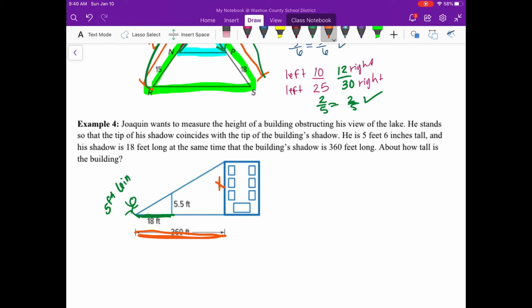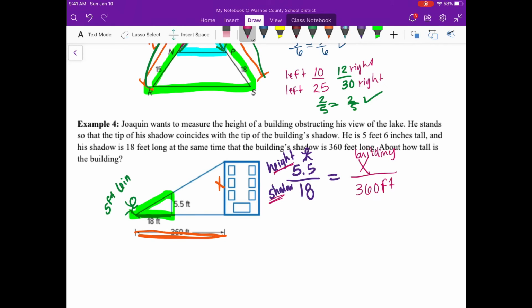Okay, we have to figure out how big the building is, and we have to set up a proportion here. So look at the information that you know. We know more information about the little triangle, okay? So I'm going to say that we're going to compare 5.5 to 18, and the 5.5 represents the height, and the 18 represents the shadow. And the first one, we're talking about the person, okay? Then we're going to set it equal to the building. The building, we want to know the height of the building. The height is on top, but we know the shadow of the building, and that's 360 feet.